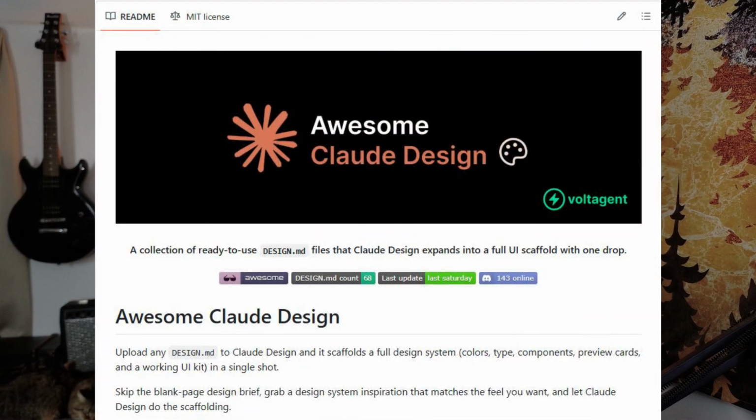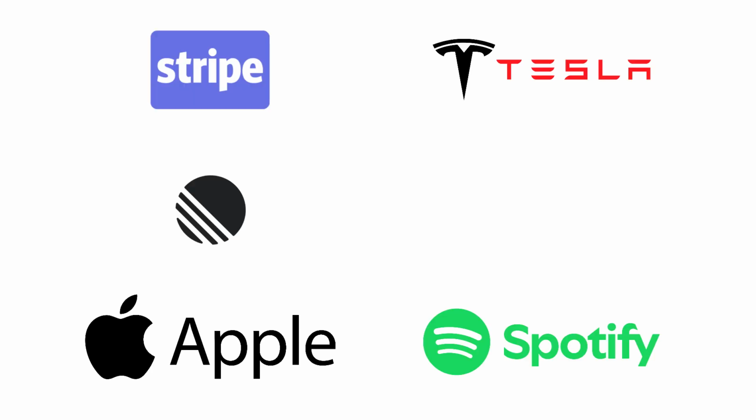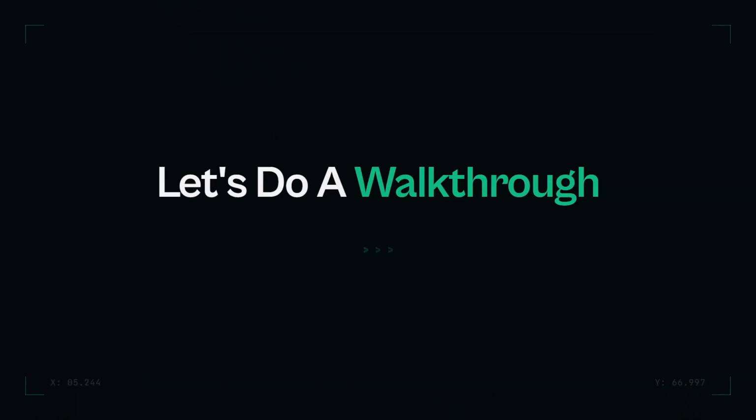Now, this repo gives you 68 pre-built DESIGN.md files. Stripe, Linear, Tesla, Apple, Spotify, Notion. Each one describes a real brand's visual system. You can drop any of them into Claude Design. Let's dive right in and do a quick demonstration of all of this.